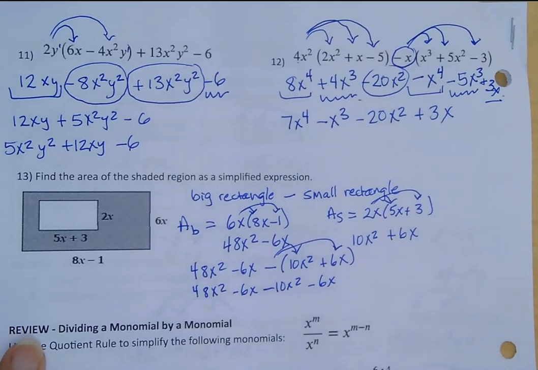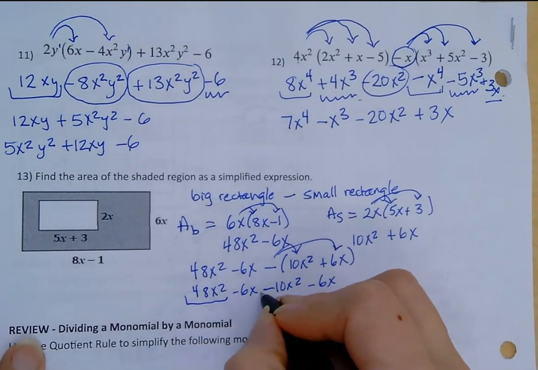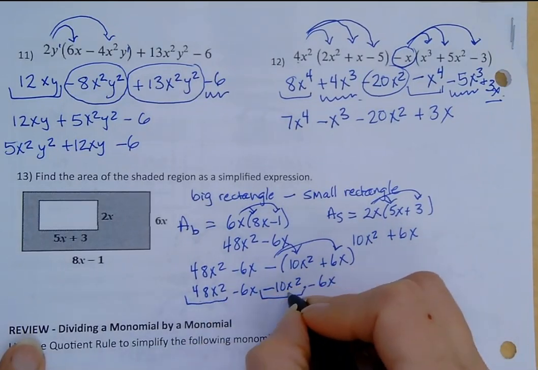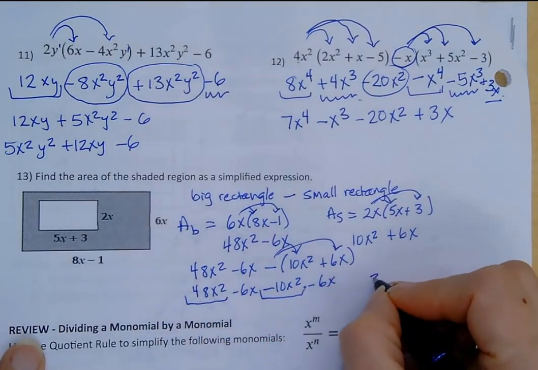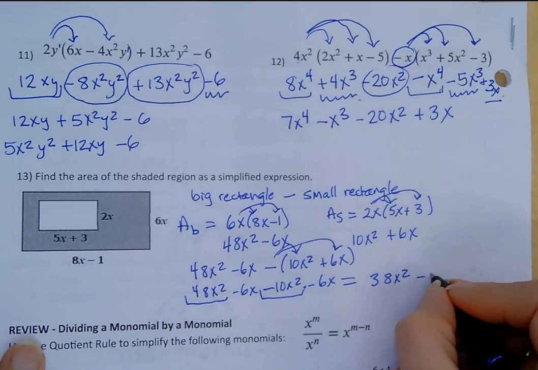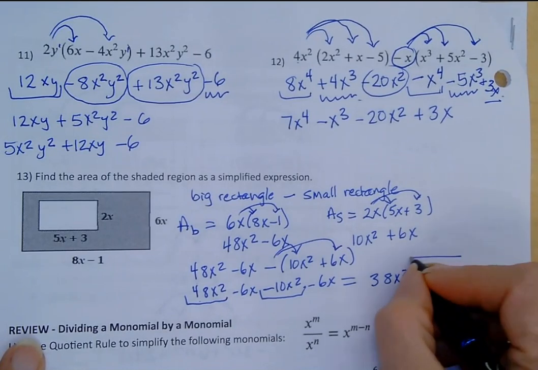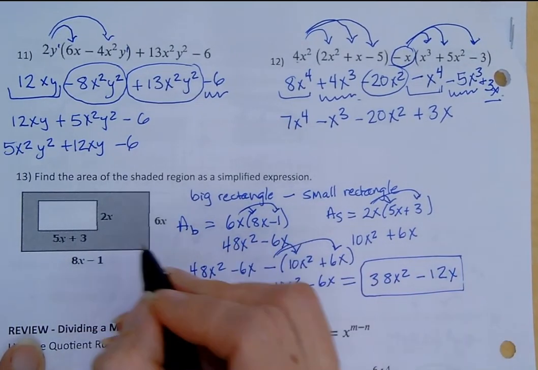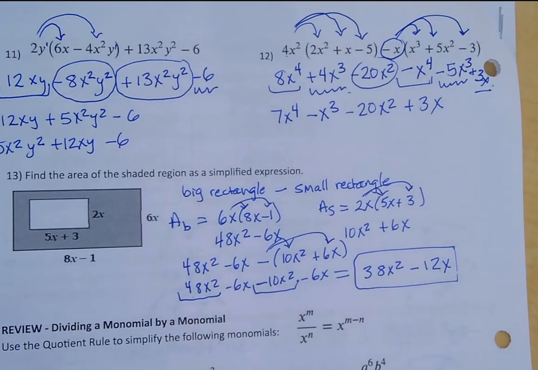Please be careful here because I know you can see minus 6x minus 6x. That is minus 12x in the end, right? It doesn't cancel out. So don't go too fast. 48x squared minus 10x squared is 38x squared. Okay, and negative 6x minus 6x more is minus 12x. That's the difference between the area of the big and the area of the small.